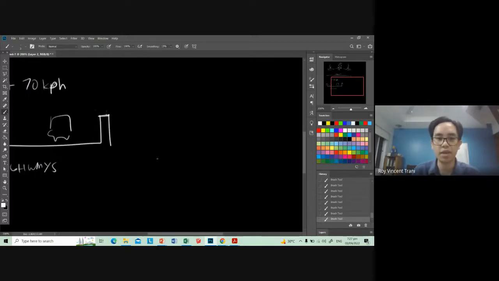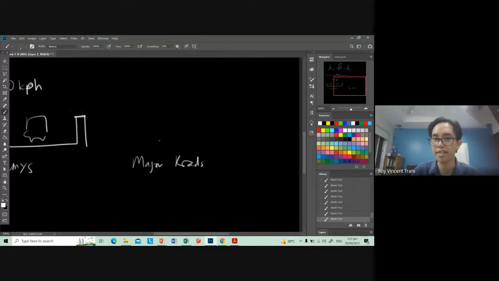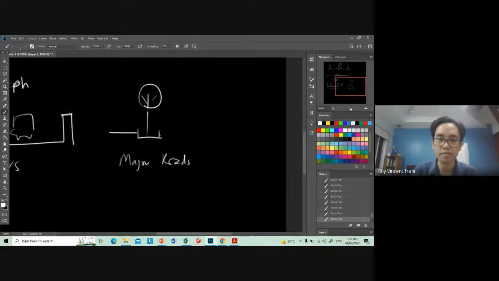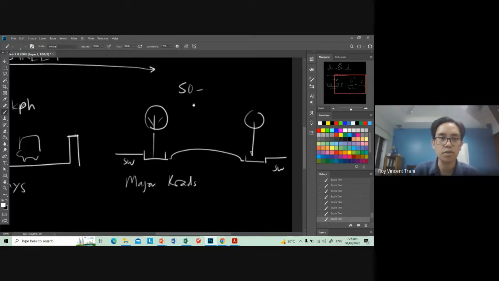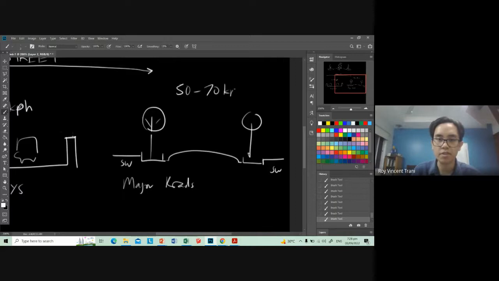And then you have the major roads. How a major road would be defined is you might still have sidewalks, but more likely you'll have some kind of planter box in between that and the road. So planter box, something like that. And then you get your sidewalk again. And this is anywhere like 50 to 70 kilometers per hour.